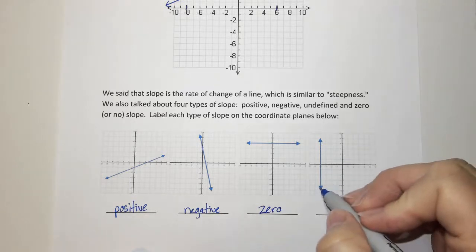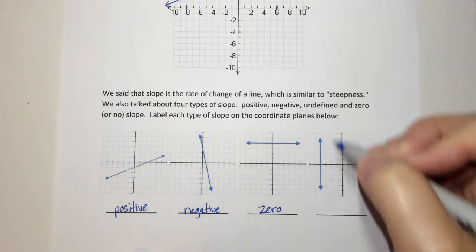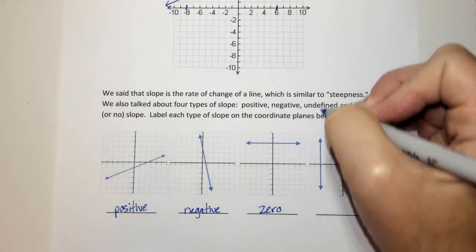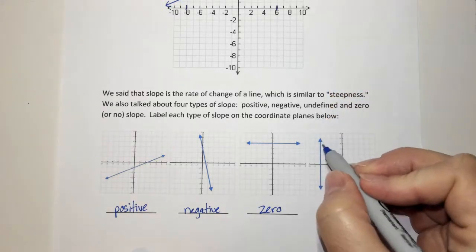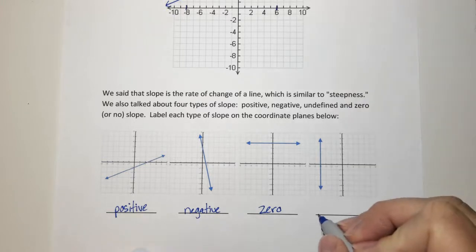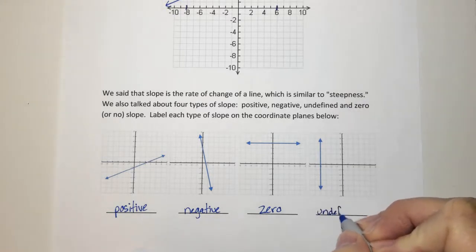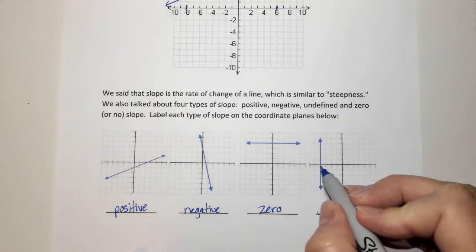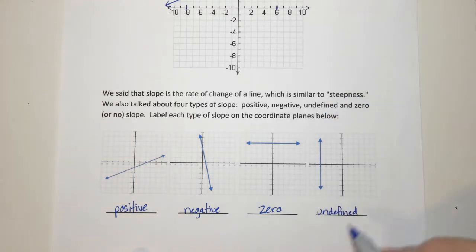My last one rises infinitely across the y-axis. It goes up 0, 1, 2, 3, 4, 5, all the way, infinitely. So it has an undefined slope. It rises infinitely, but it never changes across the x-axis. We call that undefined. Next page.